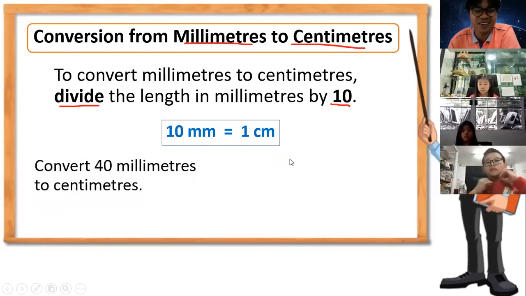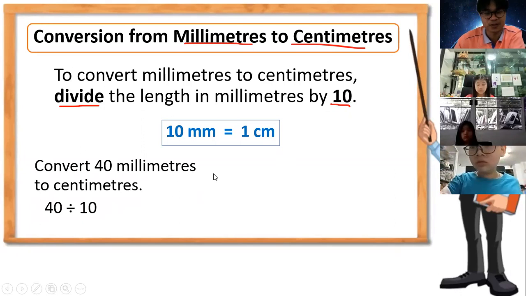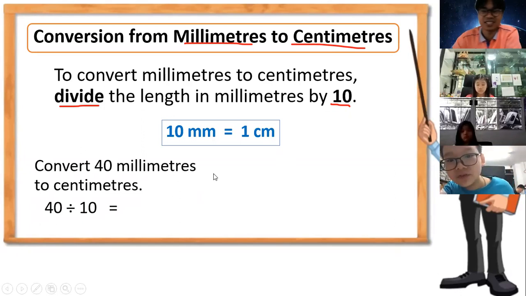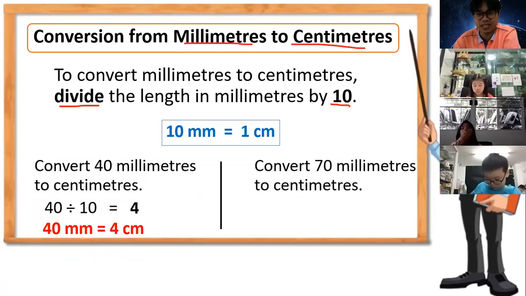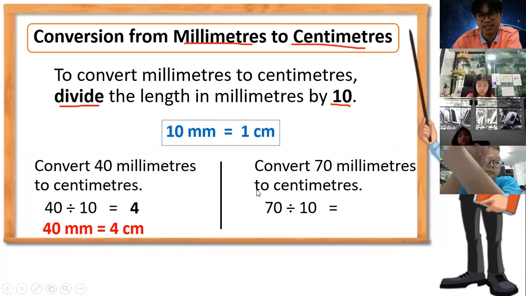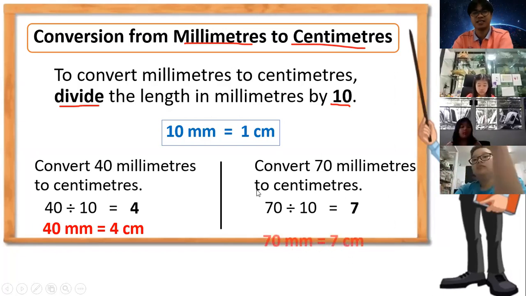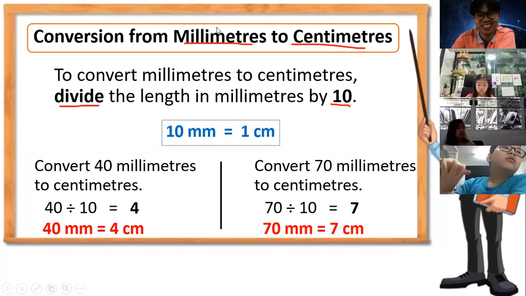For example, 40 millimeters to centimeters. So 40 divided by 10 equals 4 centimeters. Yes, 4 centimeters. Like that, you just divide by 10. Another example here. Convert 70 millimeters to centimeters. 70 divided by 10 equals 7 centimeters. That's it. Very easy, right?